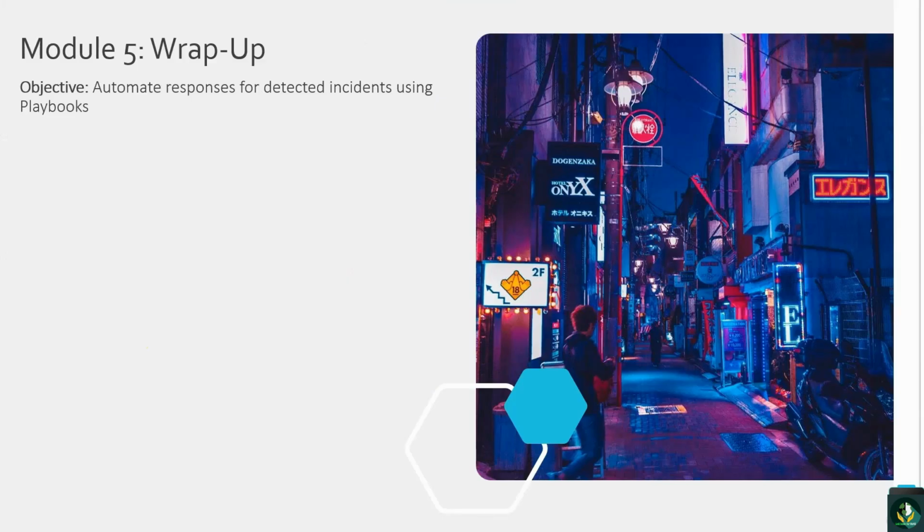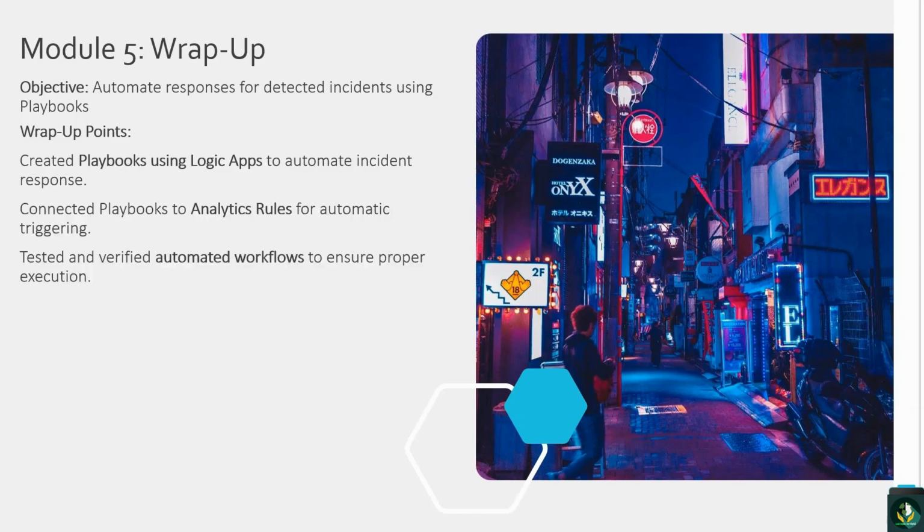Alright, let's wrap up Module 5, Automation and Playbooks in Microsoft Sentinel. In this module, we explored how automation helps a security operations center work smarter, not harder. We learned how to create playbooks using Logic Apps, connect them to analytic rules, and test automated responses to incidents. Think of it this way: analytic rules detect and playbooks respond. Together, they complete the detect-to-respond cycle of the SOC workflow.